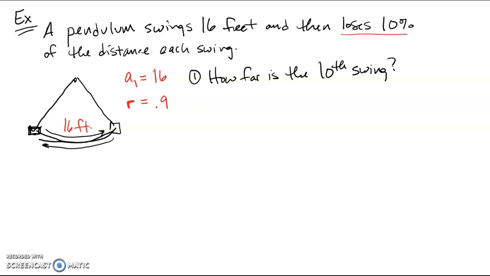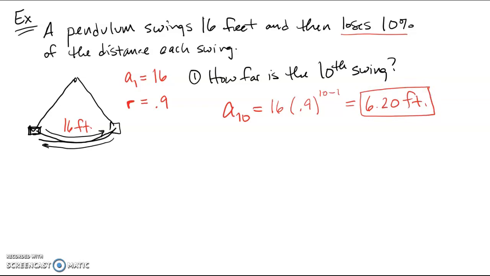So that's not a sum, that is just a sequence problem. So I want to know, what is a sub 10? And that's the formula from a couple classes ago. That is the first term, 16, times the r value of 0.9. And then remember, this formula is to the 10 minus 1. That's an important distinction: the sequence formula is to the n minus 1, but the series formula has r to the n. And sometimes that can be confusing. But that's very direct, plug and chug, and we get a value of 6.20 feet. Okay, so that's how far the 10th swing is.